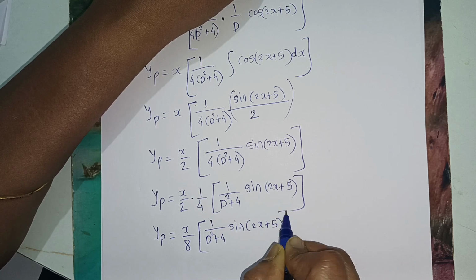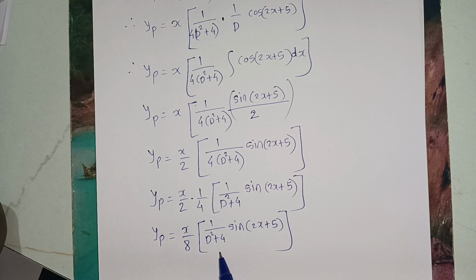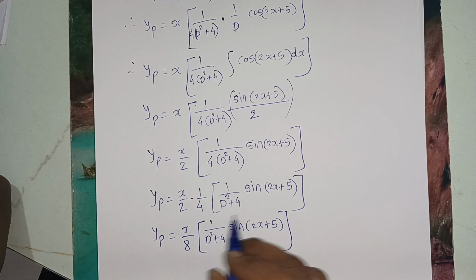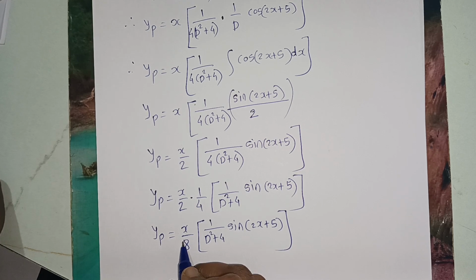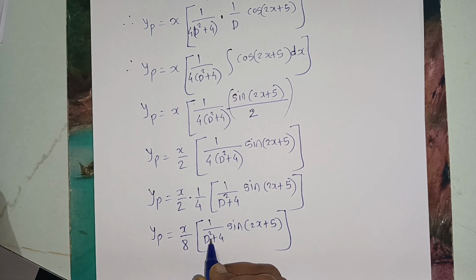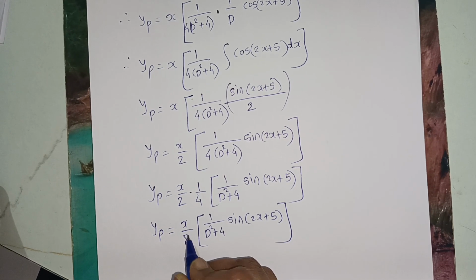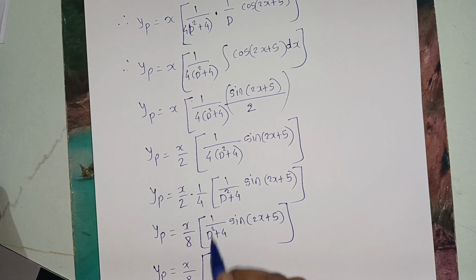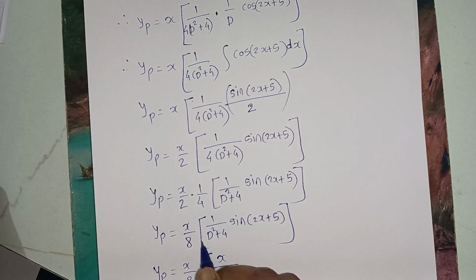Again you have D square plus 4 and a is equal to 2. So that means after replacing D square by minus 4, this will be 0. Okay. So again you have to differentiate inside. Keep this x by 8 as it is because it is outside the inverse differential operator. Okay. So it is just a multiplier. So yp is equal to x by 8. Inside you will have x divided by the derivative of D square plus 4.